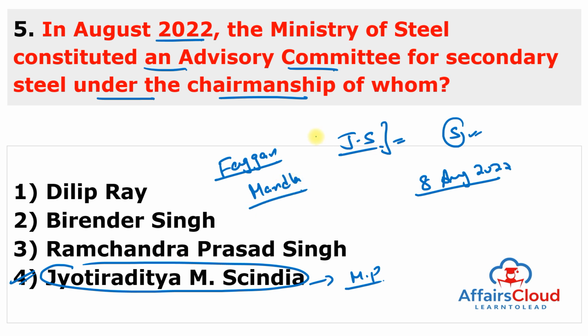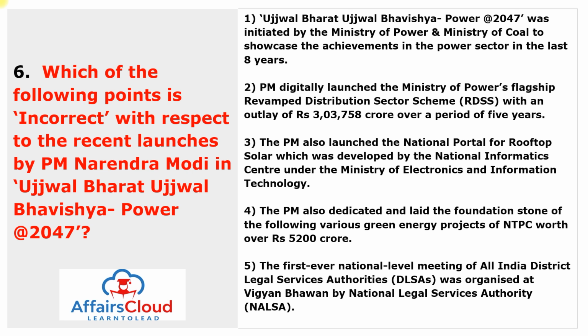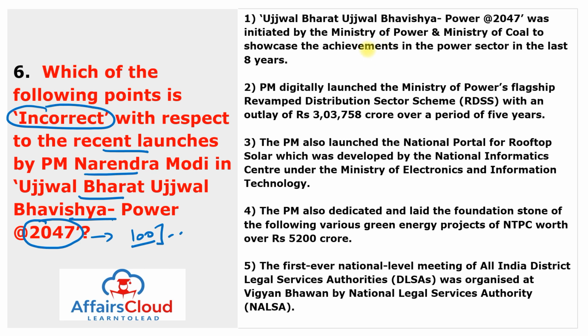Moving to next question. Which of the following points is incorrect with respect to the recent launches by the Prime Minister Narendra Modi in the Ujjwal Bharat Ujjwal Bhavishya Power at the rate 2047 when India will celebrate 100 years of independence? So again we have to find out the incorrect statement.